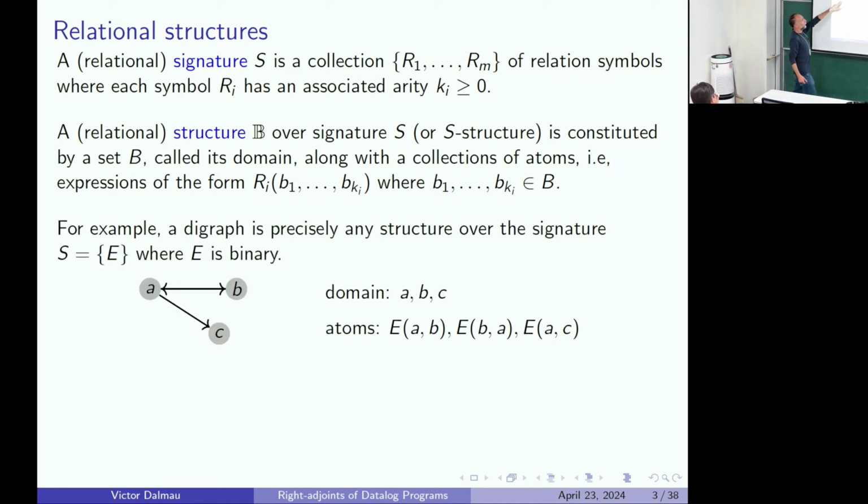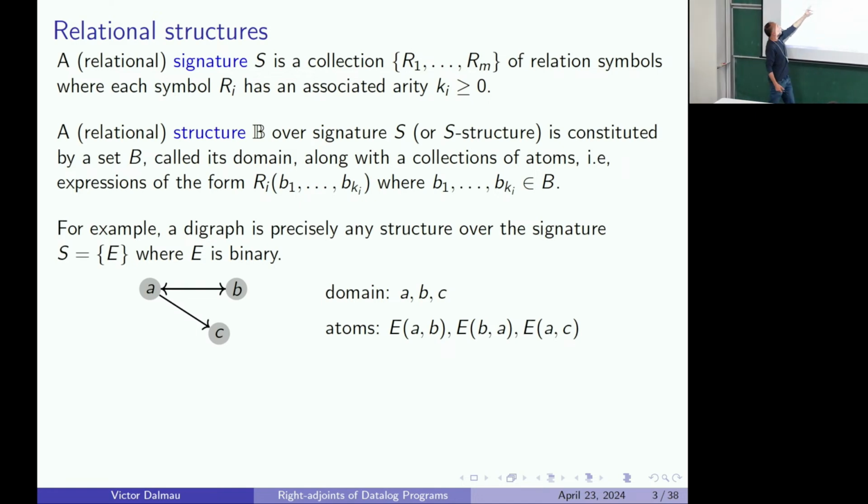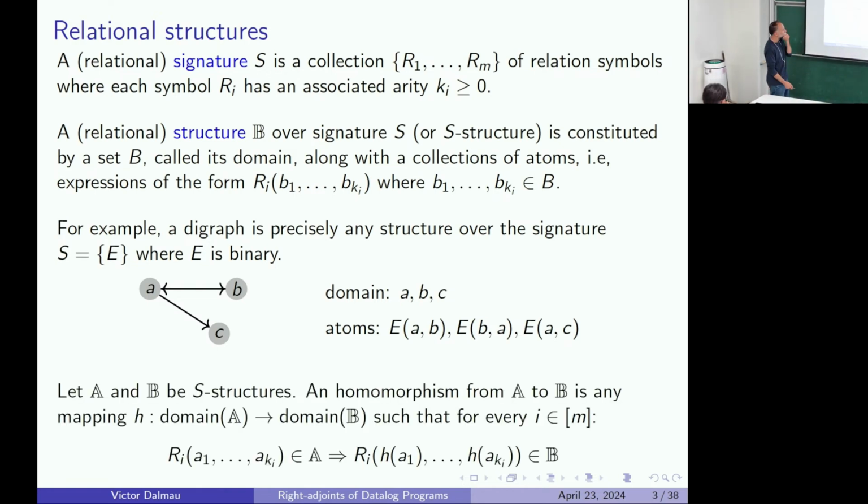So, for instance, a digraph is precisely the structure of the signature that has only one relation, E, which is binary. In the language that I'm using, this will be the domain, and this will be the atoms. Of course, for digraphs that's not super interesting because we always have E here, so that's why we don't use it. But in relational structures, it might make sense to have different symbols.